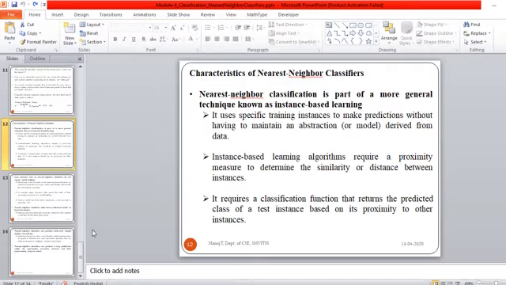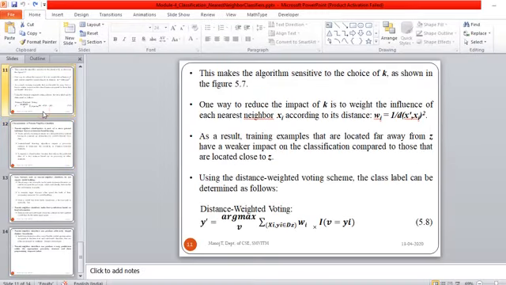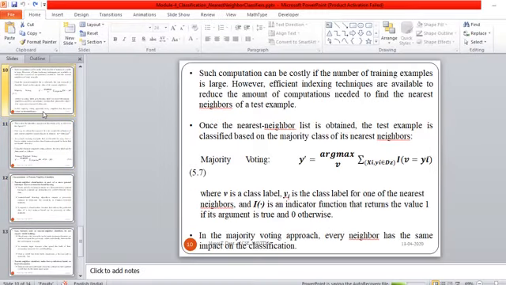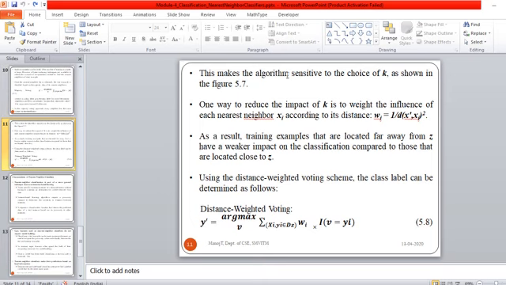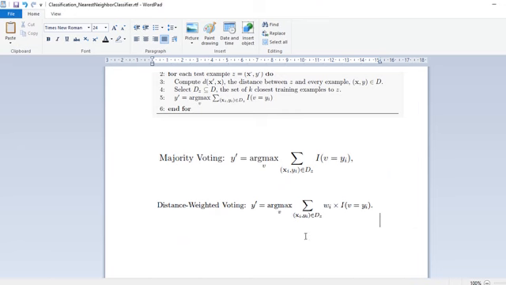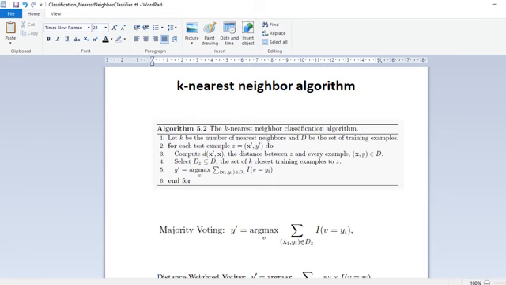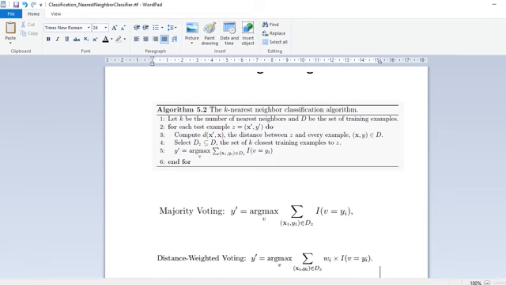That weight will be wi equal to 1 by d(x prime, xi), that is between the test example and the training example. The inverse of its distance will be the weight, that will be multiplied with this, so that the impact will be based on the distance from the test example. So this is what happens in the k nearest neighbor algorithm.